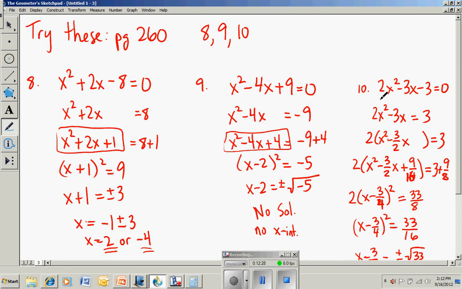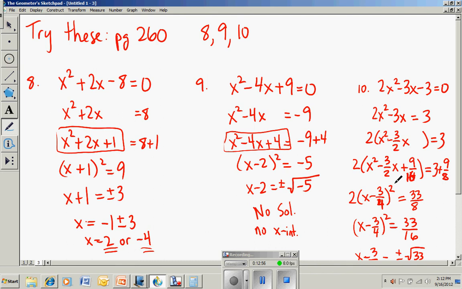In example 10, this one's a tricky one. I add 3 to both sides to isolate the x terms, and I actually want to simplify this problem. I simplify it by factoring out a 2, so that this leading term is x squared. So bring the 2 out from both of those terms. And if I take a 2 out of negative 3, I actually have negative 3 halves, because 2 times negative 3 halves is negative 3.